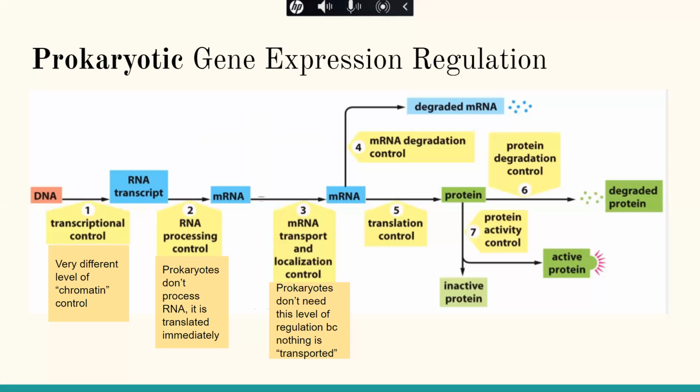Same thing with step 3. It doesn't exist because prokaryotes don't make mRNA, so they have nothing to transport and nothing to localize to a free ribosome. They don't leave the nucleus because prokaryotes don't have a nucleus. So everything past this mRNA step, like degradation of mRNA, I probably should have taken that out. But the protein being degraded, protein being activated or inactivated, prokaryotes do have all those steps.